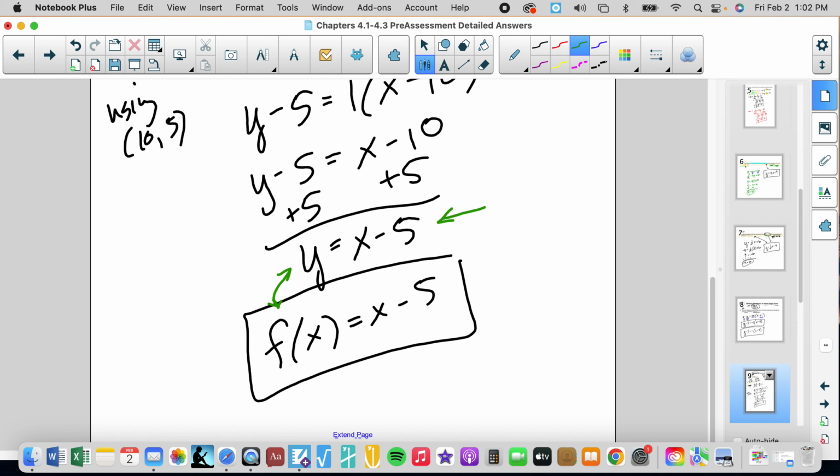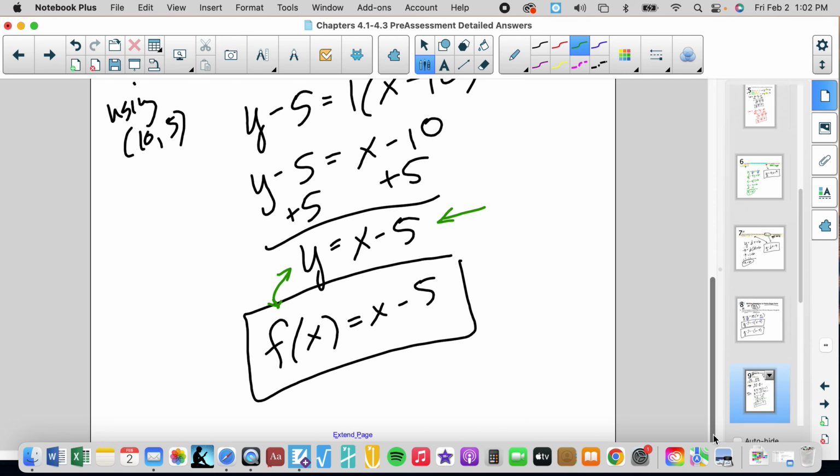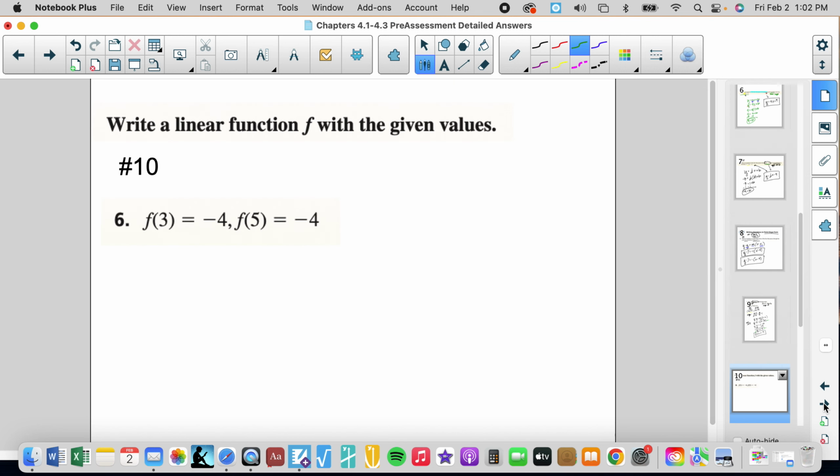I'm not going to accept point slope. I'm only going to accept function notation. Write a linear function f, so same thing. Let's write our points. We can do this a little bit faster.